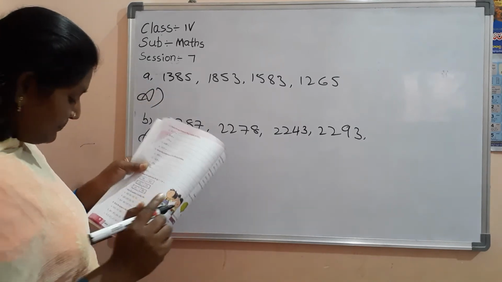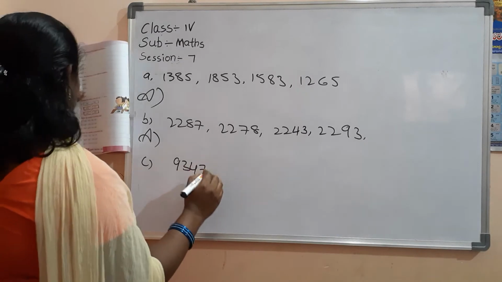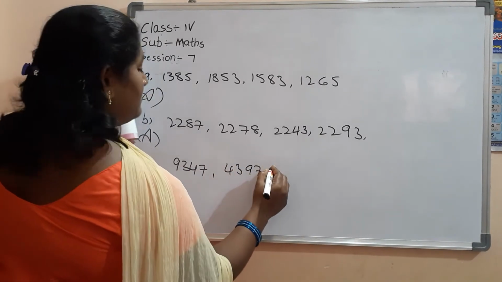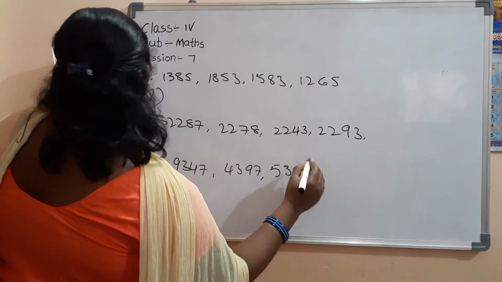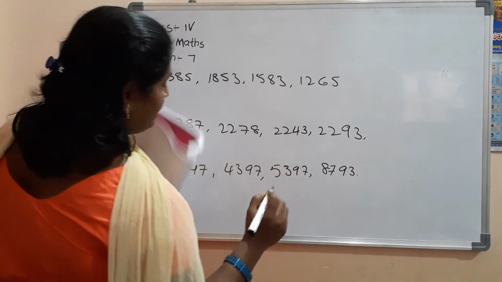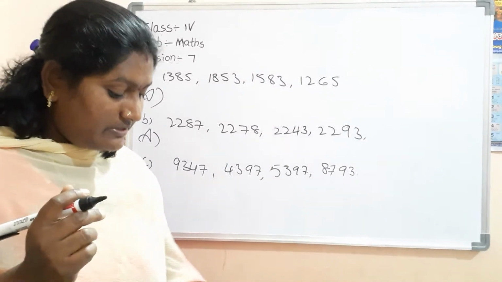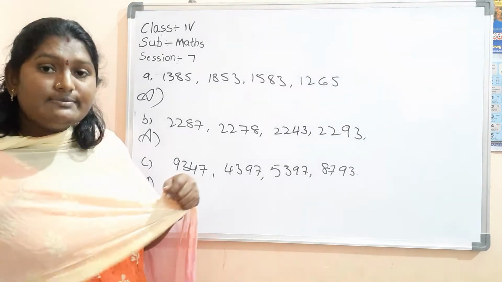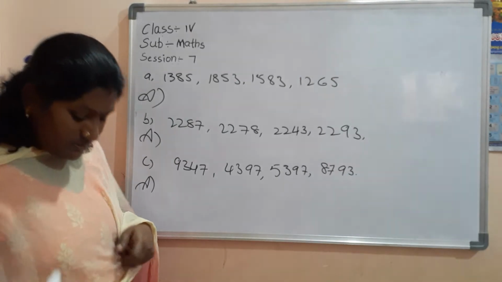And C1: 9347, 4397, 5397, 8790. Okay, they are given like these questions. So now we will write: we arrange the numbers small to big.